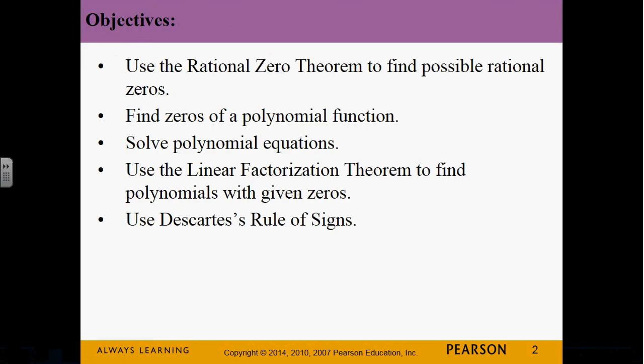So we're going to use something called the rational zero theorem to find possible rational roots. Then we're going to find all of the zeros. We're going to be able to solve polynomial equations. We're going to use the linear factorization theorem to find a polynomial that has a given set of zeros. And we're going to use Descartes' rule of signs. Descartes' rule of signs is stupid.